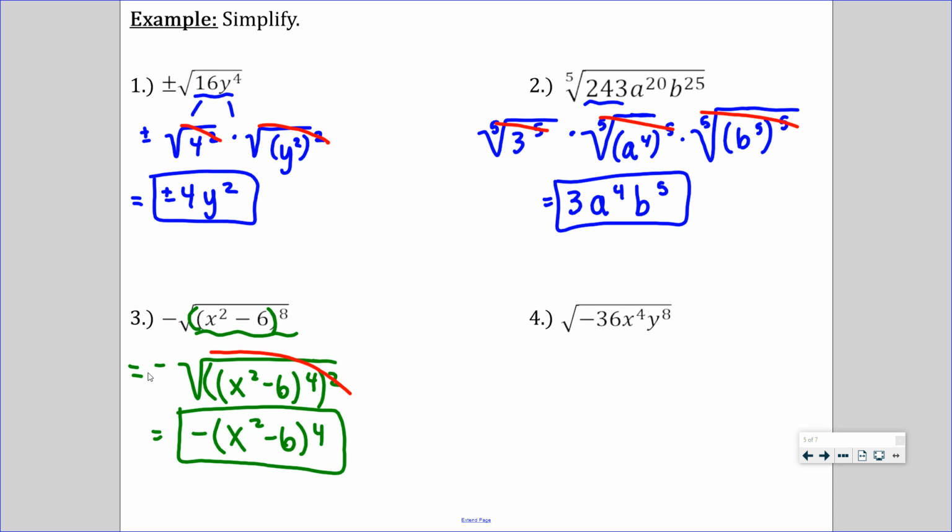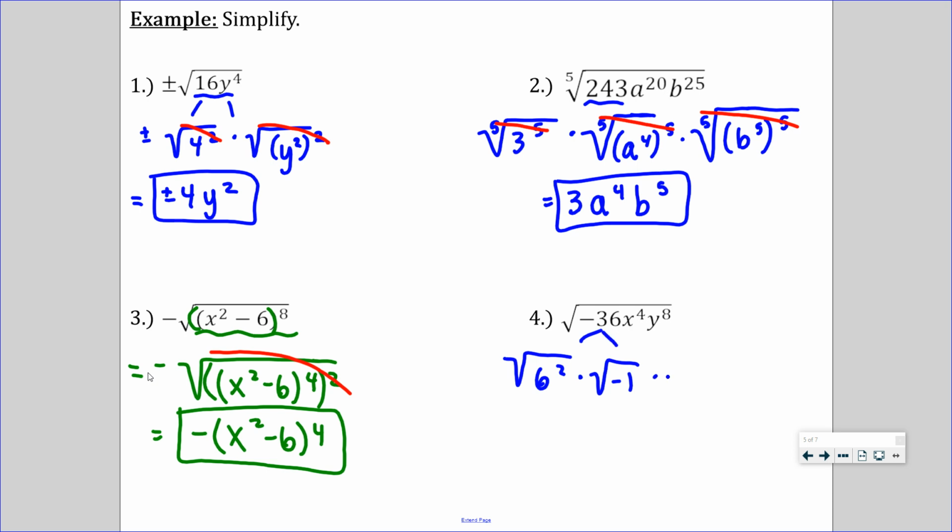What if I have a negative under a square root? We're going to get an i. Okay, good. Let's break this one up. 36 I could rewrite as 6 squared, and then times the square root of negative 1, that's going to give me the i. So that's how I could break up negative 36.